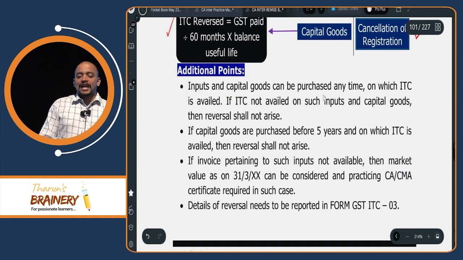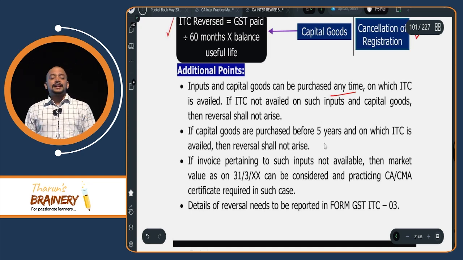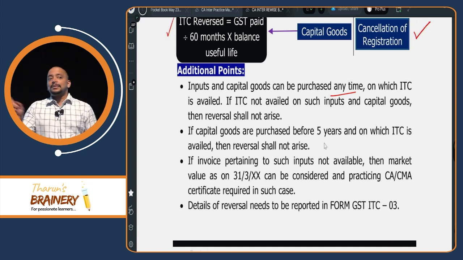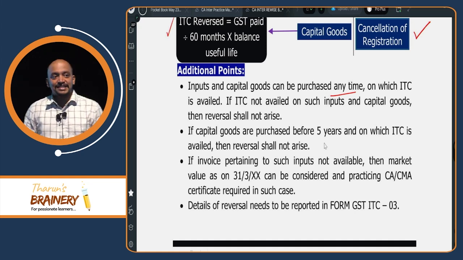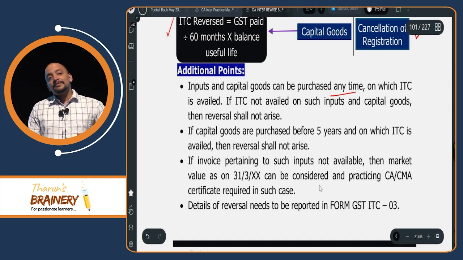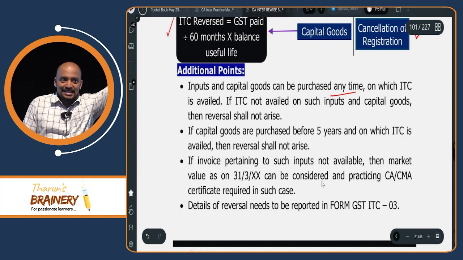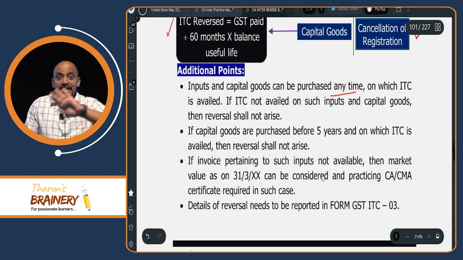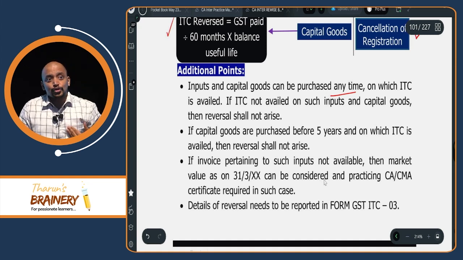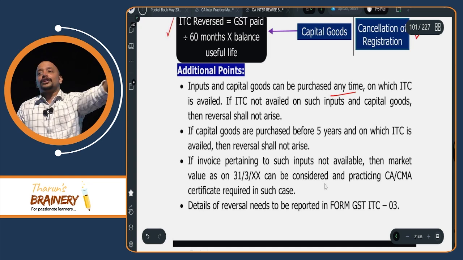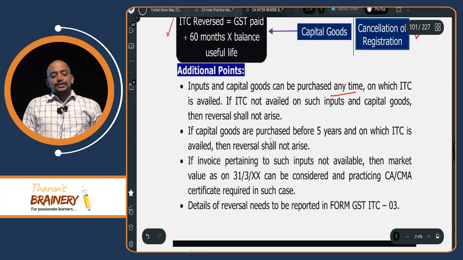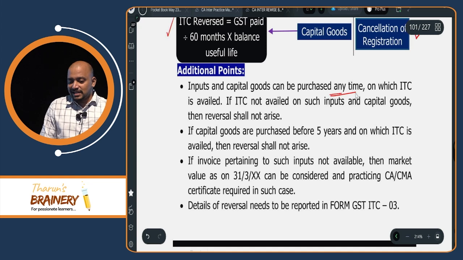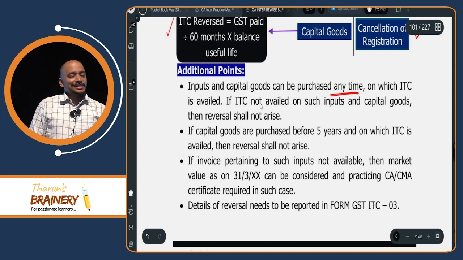Inputs and capital goods can be purchased anytime. In case of 18.1c, 1d, in case of 18 subsection 1, we had the time limit. Now within 1 year prior it should be purchased. But here we don't have any time limit. Why? There we are availing ITC. So that's why time limit. Availing ITC means benefit to us. Loss to government. So time limit. Reversal of ITC. Loss to us. Benefit to government. So no time limit. Understood? So inputs and capital goods can be purchased anytime on which ITC is availed.